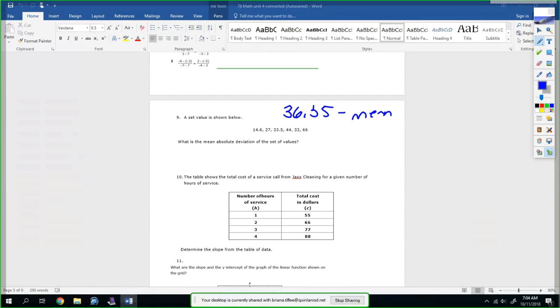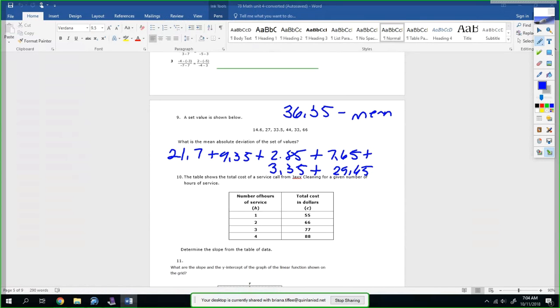mean. So the first thing you would do is 14.6 minus 36.35, and you take the absolute value of that, which is actually 21.75. Then you would do 27 minus 36.35, which is 9.35. Then 33.5 minus 36.35 is 2.85. And you keep doing this for all of the numbers. So the next number is 7.65 plus 3.35 plus 29.65.